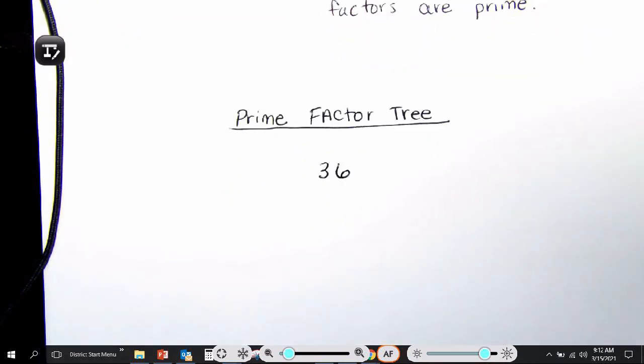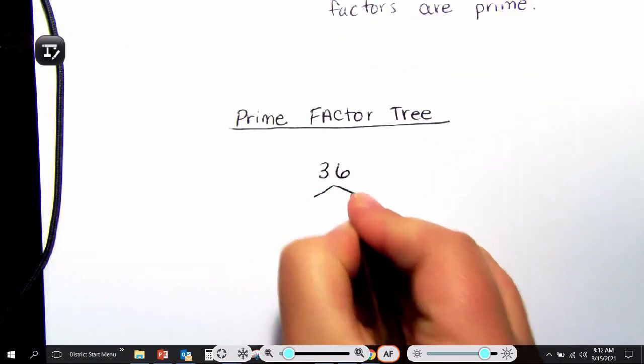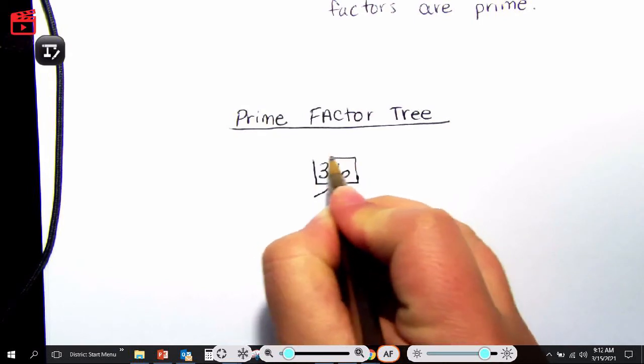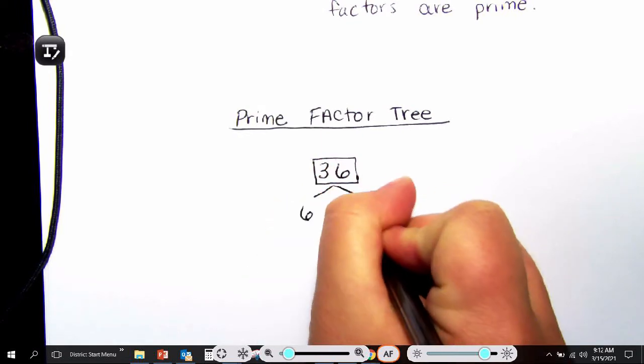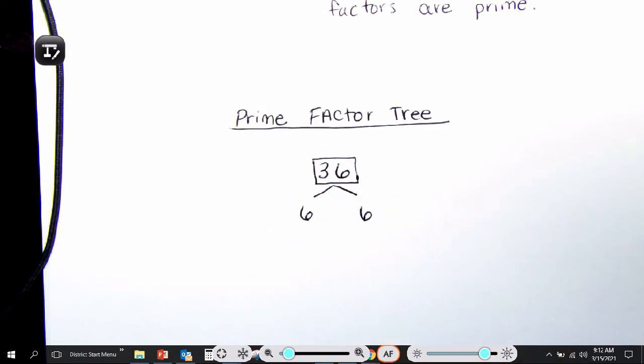So what you're going to do is create a tree. You're going to create branches. So here's our main trunk, and we're going to create branches. What did we know about 36? Give me 2 factors of 36, 2 numbers that multiply to equal 36. The one that I remember is 6 times 6. So 6 times 6 is 36.